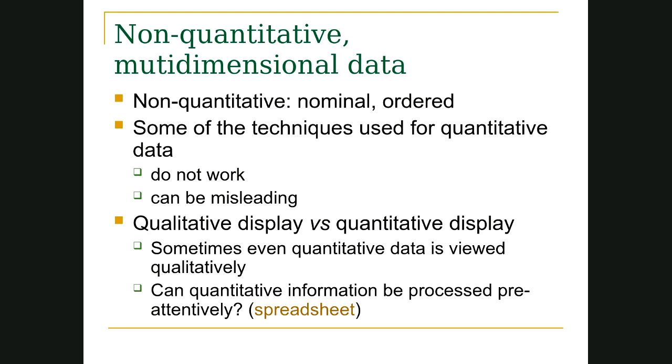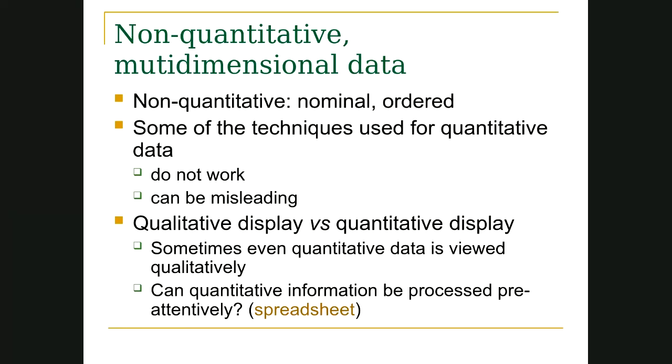First of all, non-quantitative means either nominal data or ordinal data, where you don't really have anything in between two elements. Between Monday and Tuesday, there's nothing, just like it's not Monday and a half or Monday point one. And some of these techniques, for example, do not work or can be misleading. And here's my 2 cents.